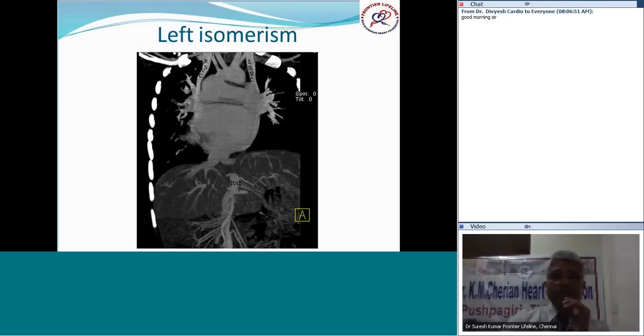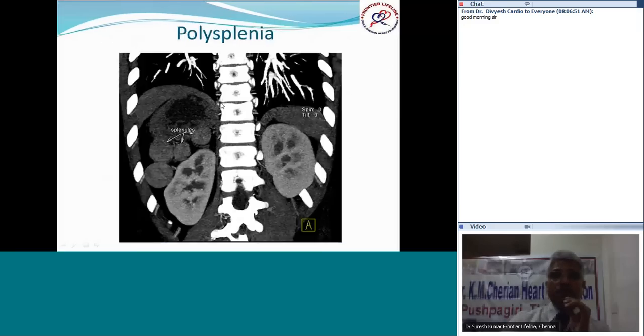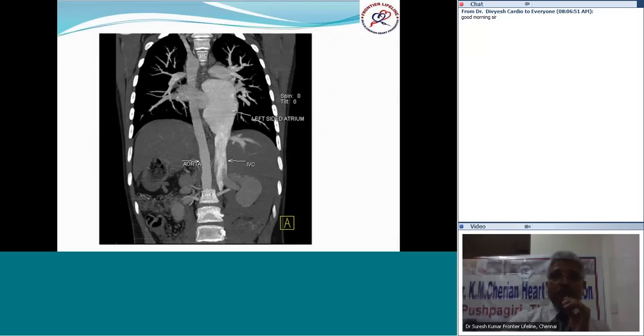In this image of left isomerism, you can see that the IVC is interrupted and the hepatic veins are joining the atrium directly. And there is bilateral SVC. This is to show polysplenia on top of the kidney on this side. You find multiple shadows of spleen. And this is an image showing the aorta on the right side and the IVC on the left side.